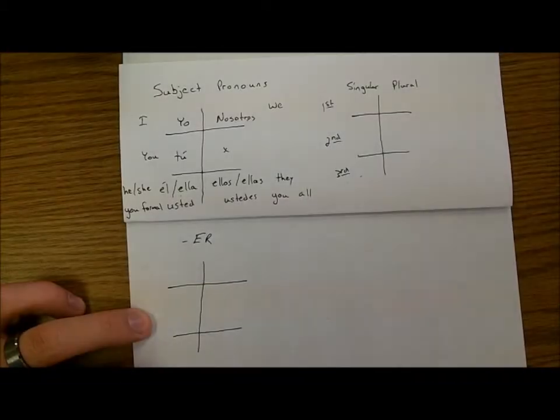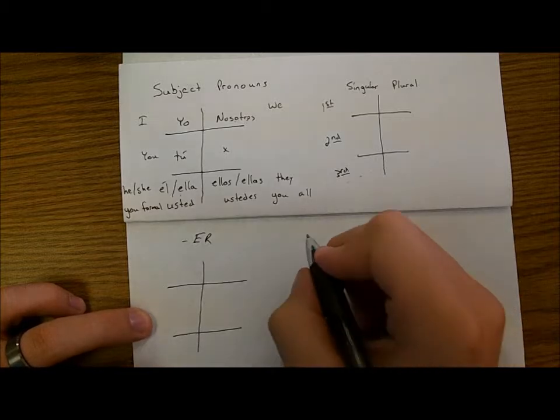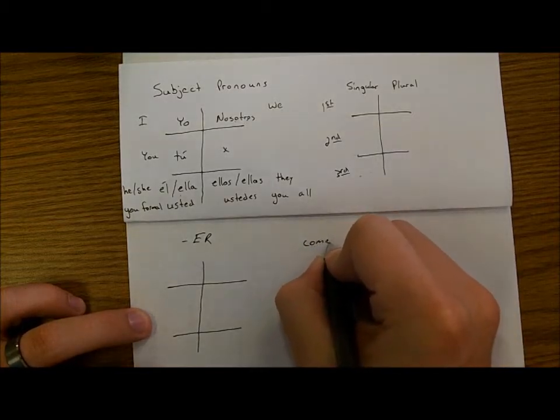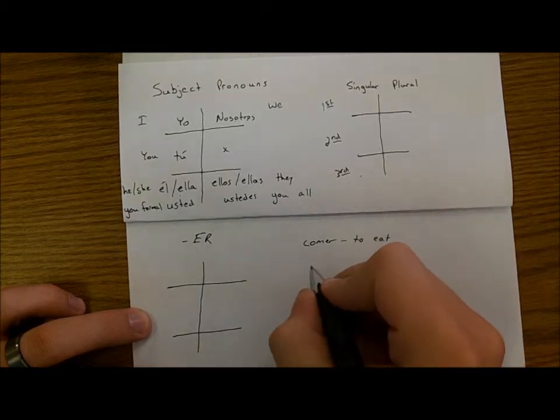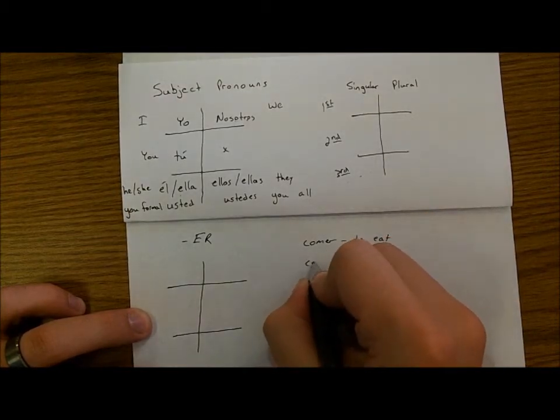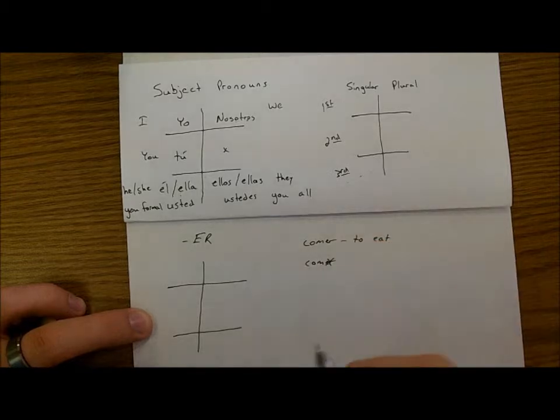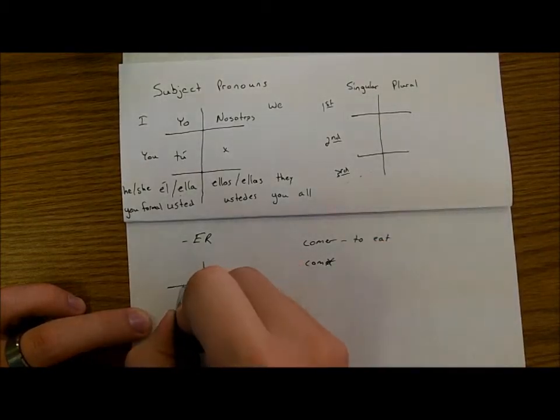ER verbs follow the same principles for conjugations as the AR verbs, but they just have different endings. In order to demonstrate these endings, we're going to use the verb comer, which means to eat. Like hablar in the AR, the first step will be just to take off the ER. As we go through the verb endings, these are what they will be.